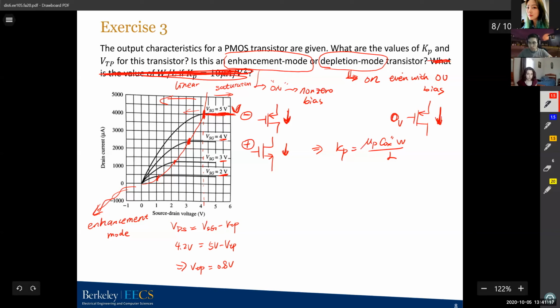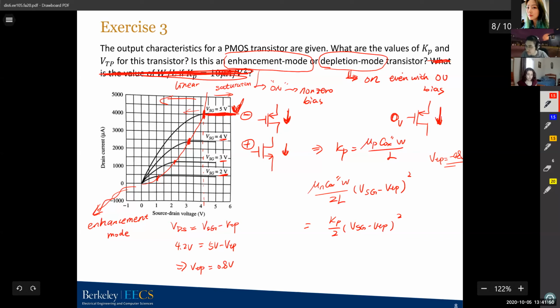I'll prefer to use the saturation current in this line. So our saturation current is mu n C ox W over 2L times VSG minus VTP squared. Actually, your VTP should be negative. It's negative 0.8 volts, but I just choose to use the magnitude here. So which equals Kp divided by 2 times VSG minus VTP squared.